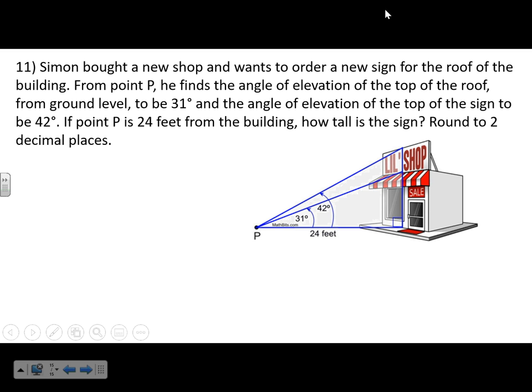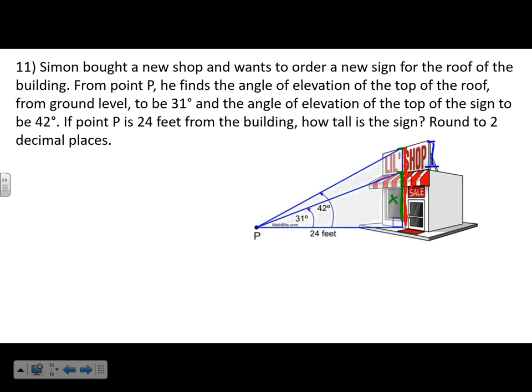So we want to find this length of the sign, how tall it is. And the way they're doing that is he's saying that it's 31 degrees to the top of this building, but 42 degrees to the top of the sign. So really, we're going to do this twice, and we're going to find this length here in green. You can really see it. And then this length here in red, we'll call that Y just because we already used X. And then we're going to see the difference.